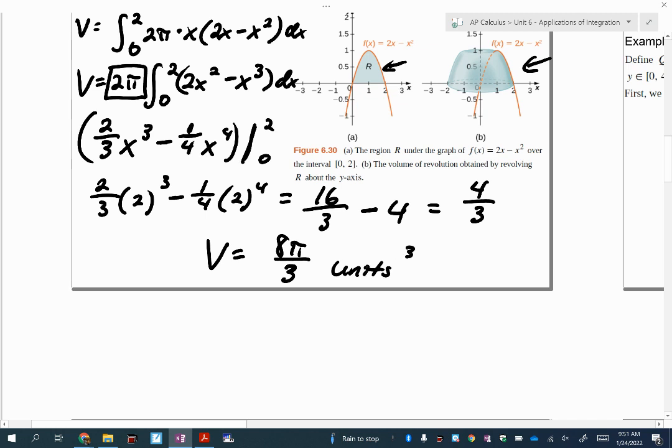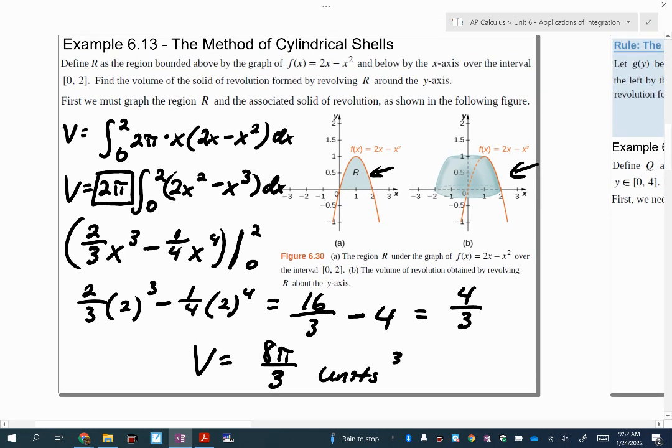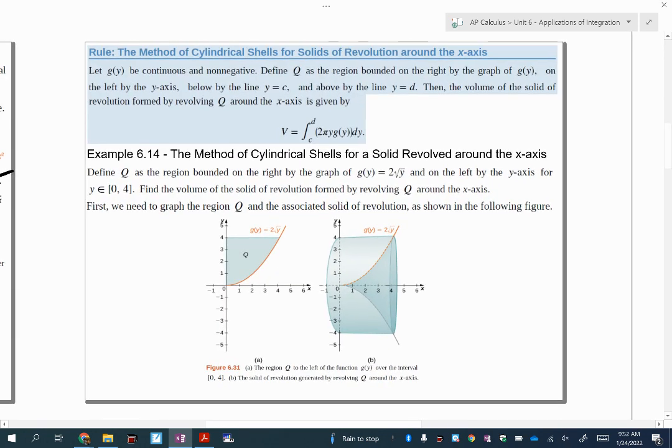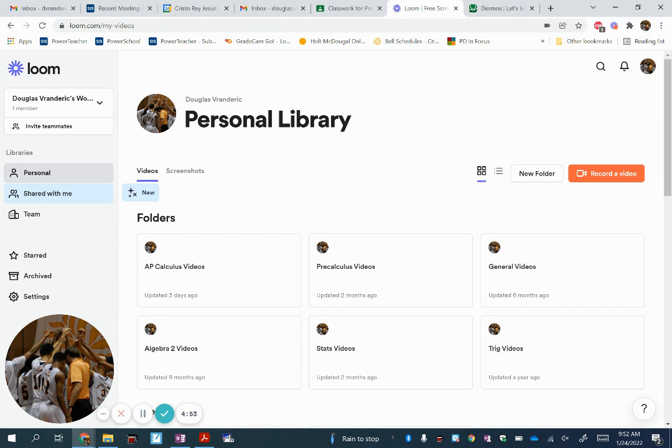Again, feel free to use decimals if you'd like to get the actual volume. All right, so that's it for this example for 6.13. Okay, now let's talk about something a little different here.